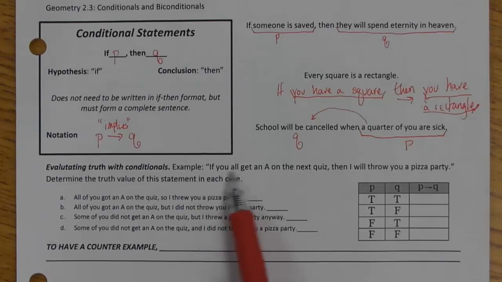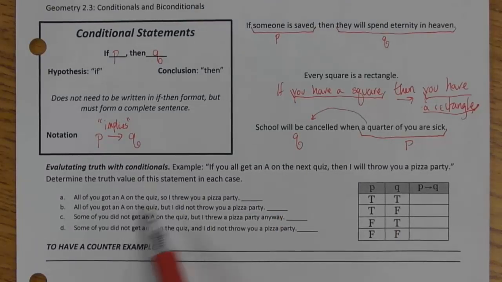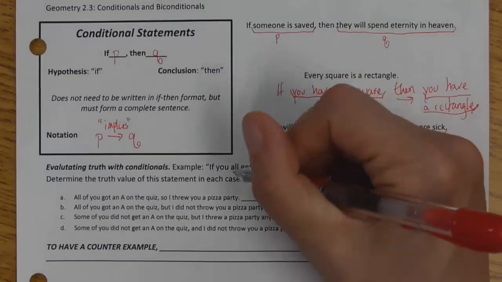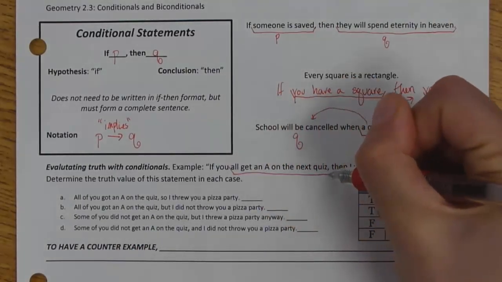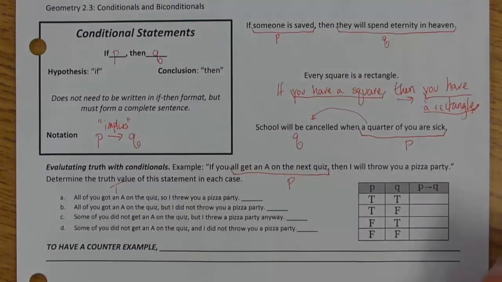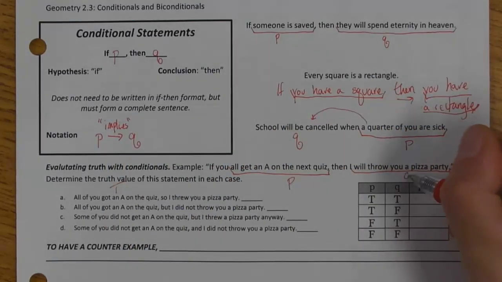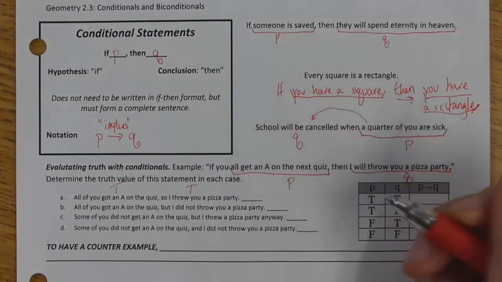Let's start with the original conditional. If you all get an A on the next quiz, then I will throw you a pizza party. And you guys have to determine whether or not I've told the truth depending on what's happening with P and Q. So let's start with this. Let's say all of you guys got an A on the next quiz. In this case, we know that our P is true. And in the end, I threw you a pizza party, which would be Q is true.